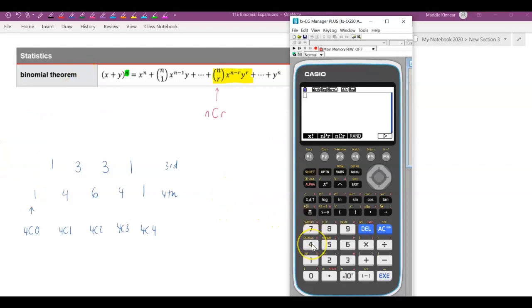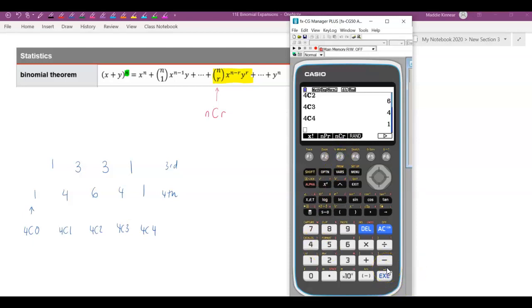But if we were to do that, so if we were to do 4C0 and press enter, it gives us 1, 4C1 equals 4, 4C2 equals 6, and then we can see if we keep going through this, we end up with Pascal's triangle coefficients. And this works for any row.